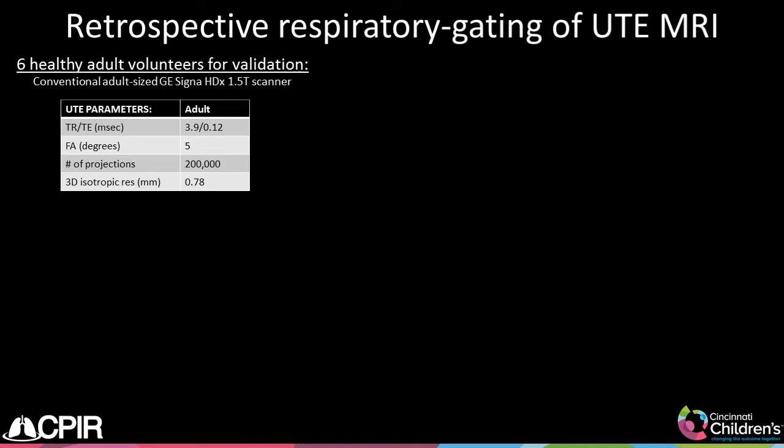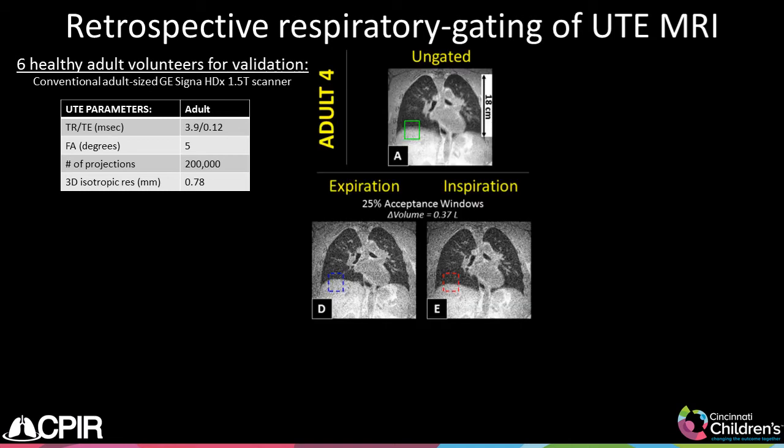From these uniformly sampled subsets of K-space, we can reconstruct retrospectively respiratory-gated UTE MR images. In our study, we recruited 6 healthy adult subjects for technique validation and imaged them with UTE MRI on a conventional adult-sized GE 1.5T scanner.